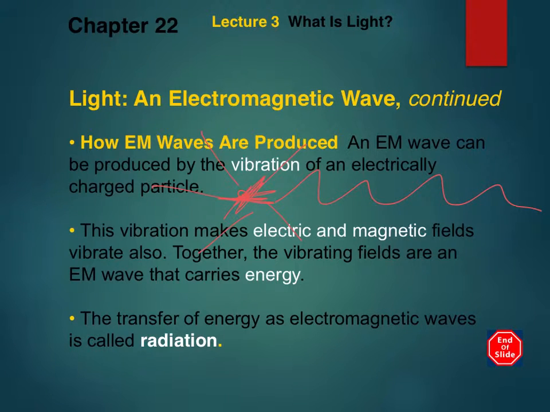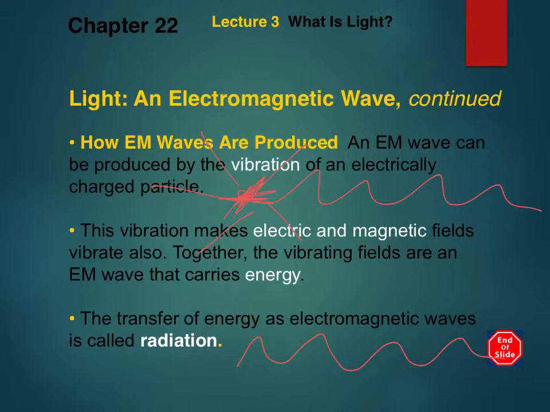So an electromagnetic wave, which I'm going to call an EM wave just because it's easier to say, can travel through space from the sun, can travel across galaxies because it requires no medium. So we call this transfer of energy, going from the sun to the earth, radiation. Whenever a wave is traveling from one place to another, that's radiation.